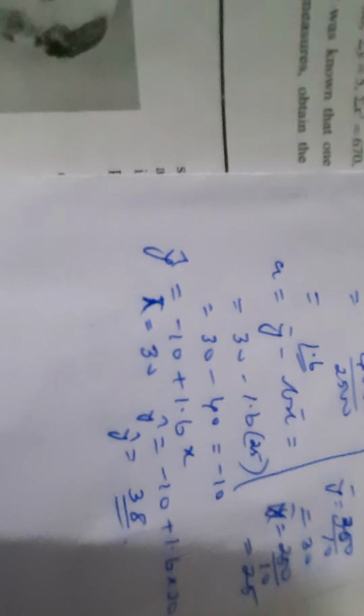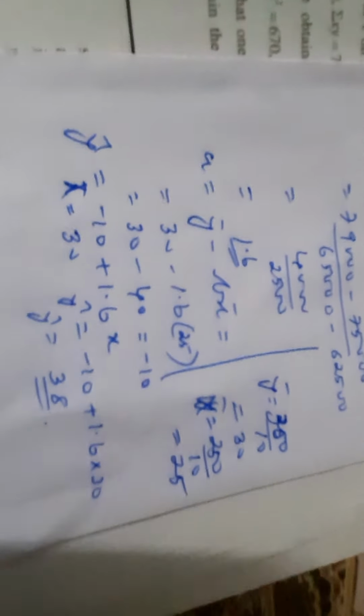Then y cap is equal to a plus bx. a is given as minus 10 here, so minus 10 plus 1.6x. Therefore that is equal to minus 10 plus 1.6 into 30, that is y cap is equal to 38. y bar and x bar are calculated here. So that is what is asked here. When x is 30, we get it as 38. That is the point here. So this is question number 6. And finally we proceed further to question number 7. That is the last question here.